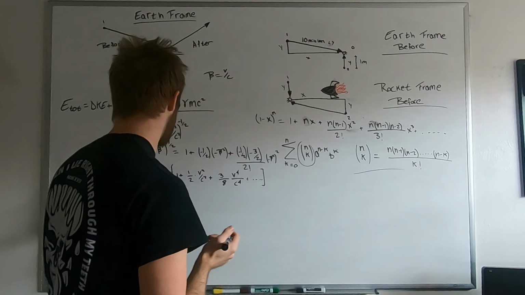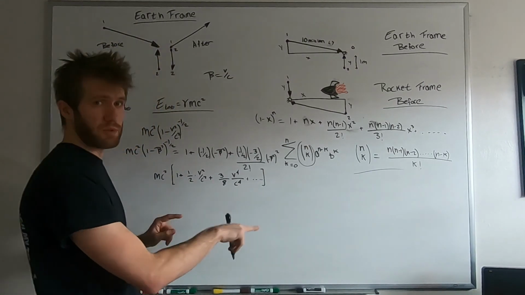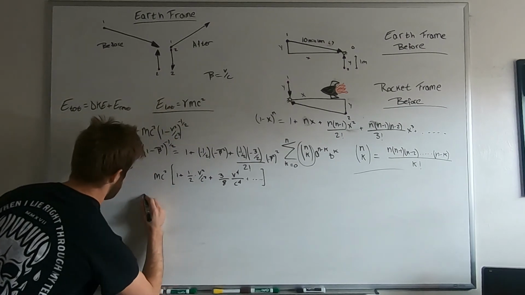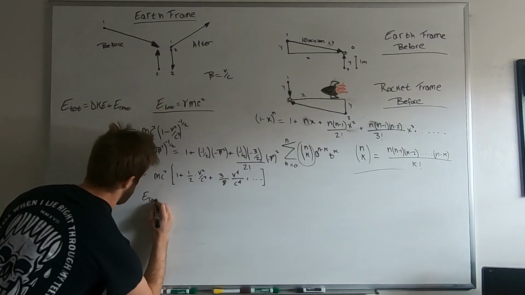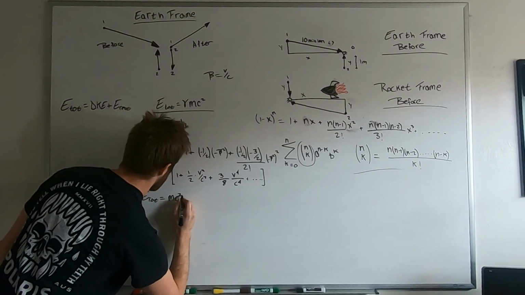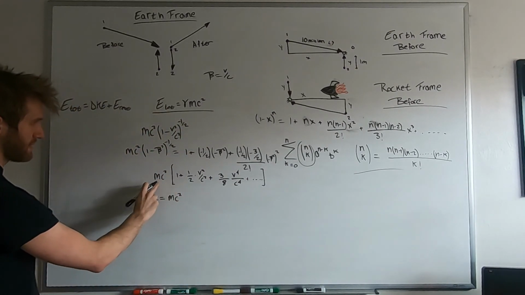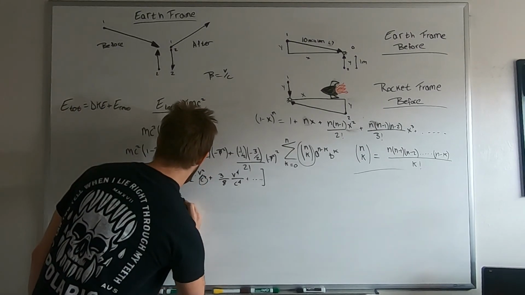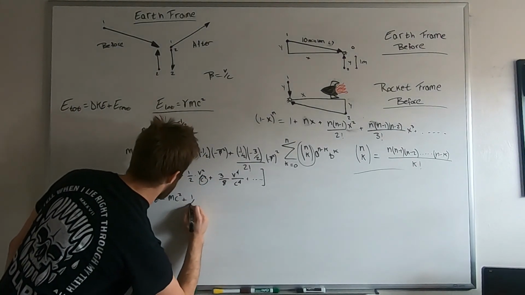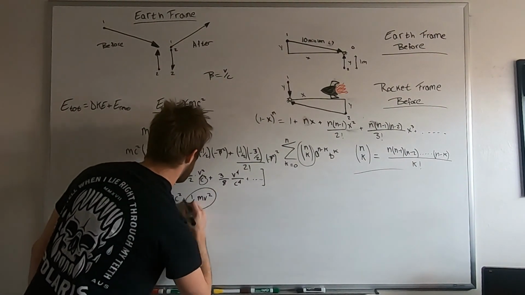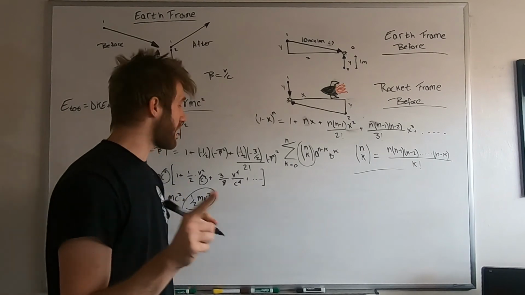However, if we distribute this across, what does that give us? Our total energy is just simply equal to mc squared plus, these c factors are going to cancel, and what are we left with? We're left with 1/2 mv squared. What is that? That is the kinetic energy.